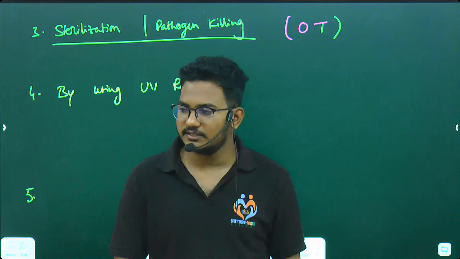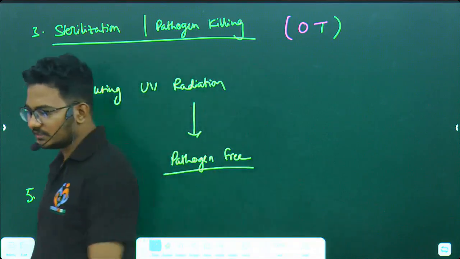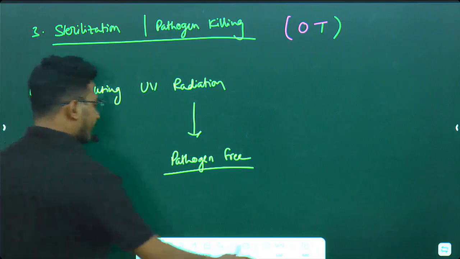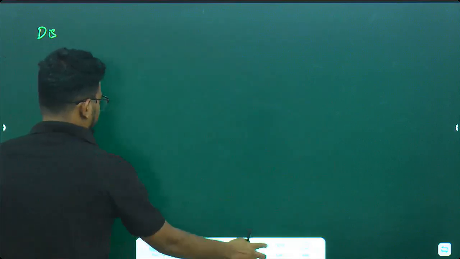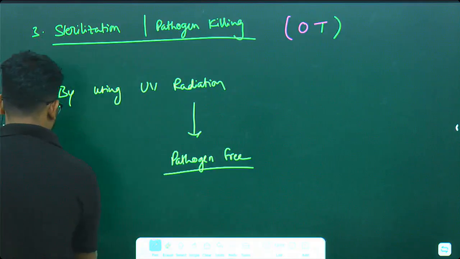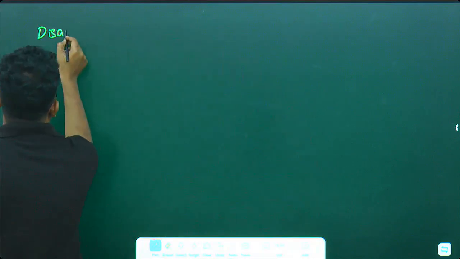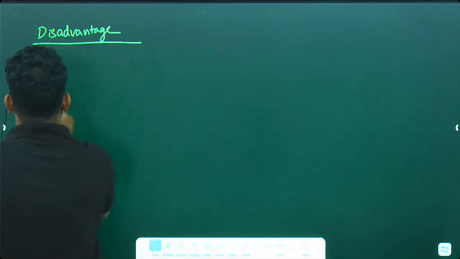Understood? So these are some advantages. Now write down the disadvantages. First one is atomic bomb.